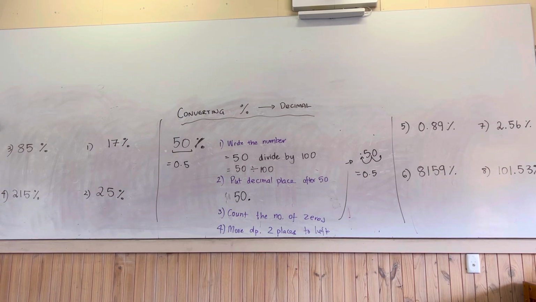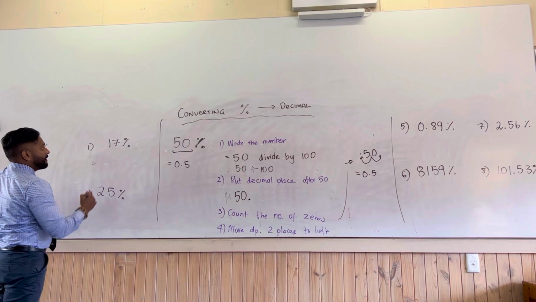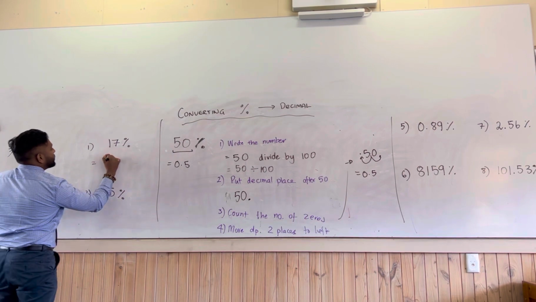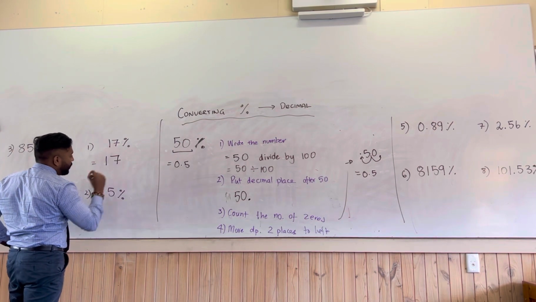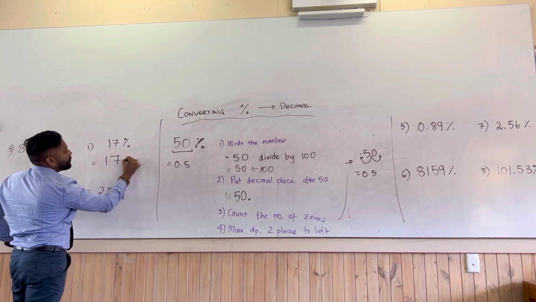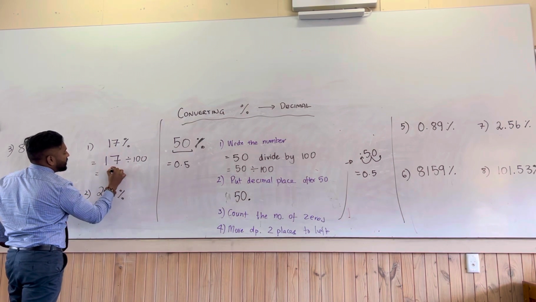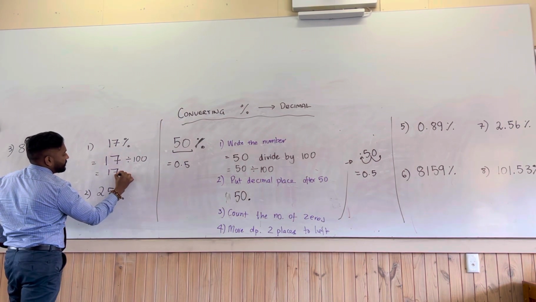Alright, I'm going to go through question 1. What number is that, Blake? 17. So I'm going to write down the number 17. What's the next step after that, Blake? You have to divide it by 100. Yeah, divide by 100, well done. Divide by 100, so 17. What do I have to do next after that, Blake? You have to put the decimal place.